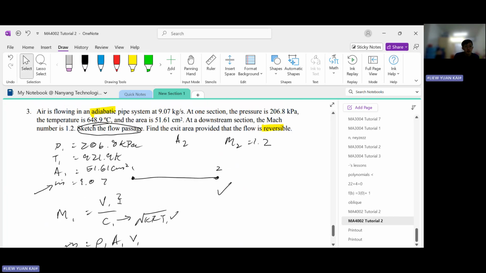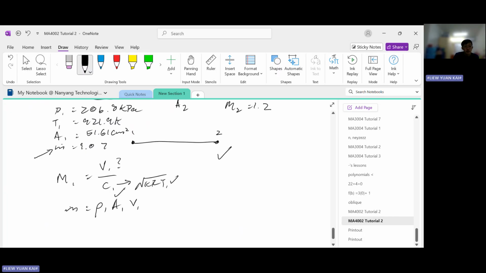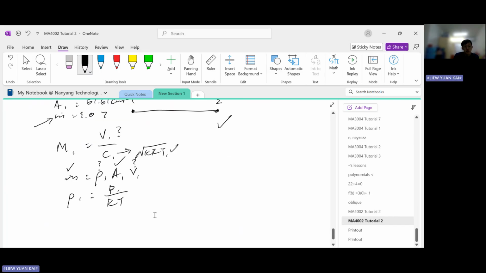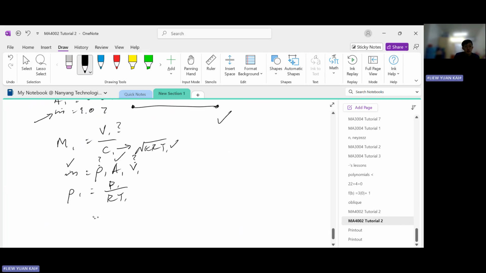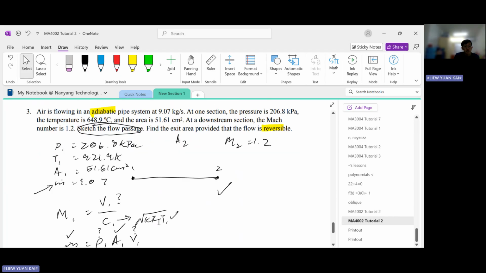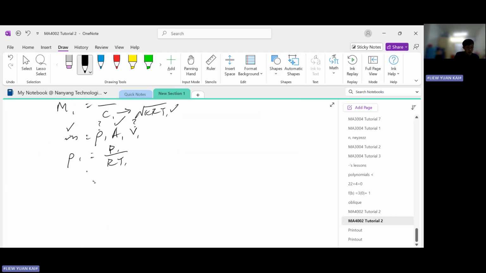We know area, we know mass flow rate. We haven't yet known what the density is. Find density using the equation of state. So according to the equation of state, the density is given by P1 over R T1. P1 is given, T1 is given. So that means we can find density. So change kilopascals to pascals.